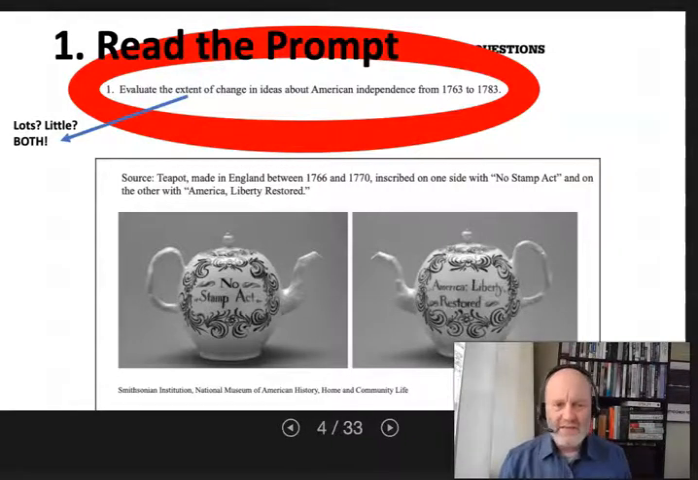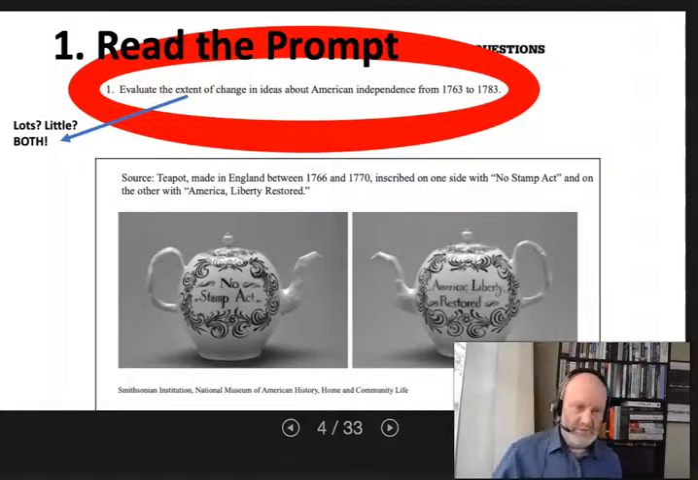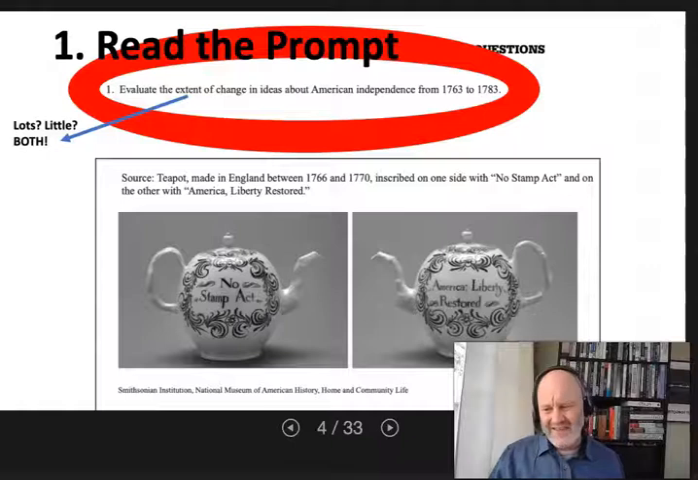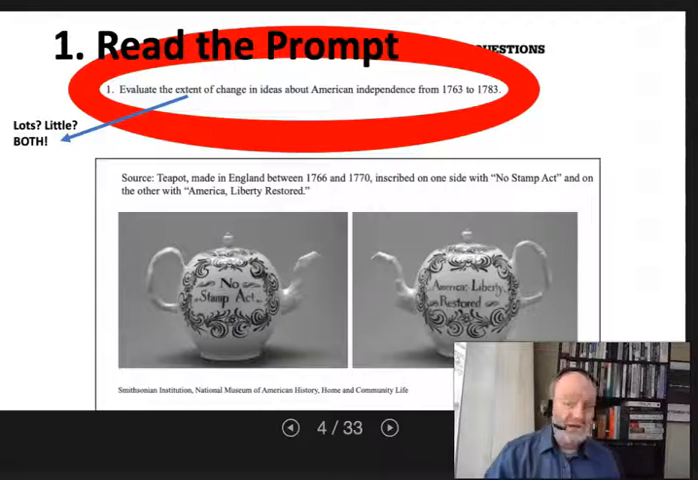When you see that extent to which, or extent of change, it's not going to be like lots. This is the kiss of death. This is the kind of dummy thesis where this is the prompt: evaluate the extent of change in ideas about American independence from 1763 to 1783. And your thesis is ideas about American independence changed greatly from 1763 to 1783. That sucks. That's not a thesis. That's just the prompt with a word added to it. So don't do that. Or they didn't change at all, right?